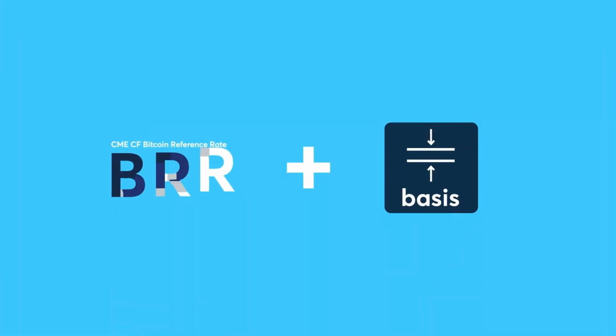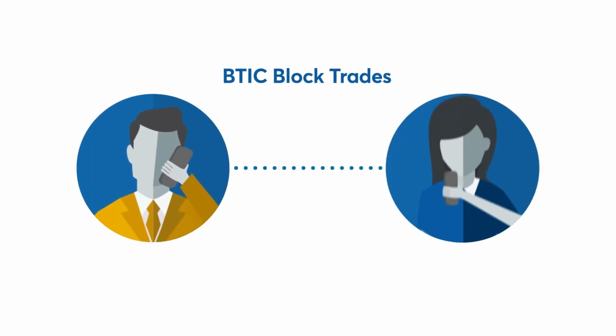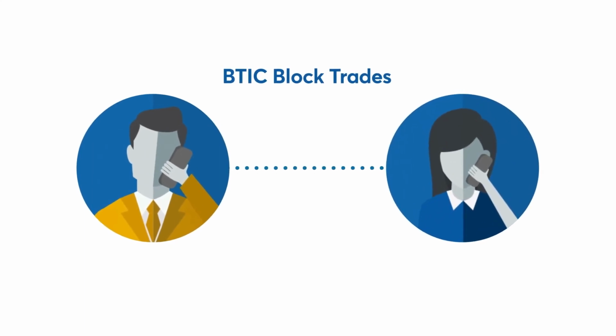Once the official reference rate is published, the resultant futures of the BTIC transaction are cleared at a price equal to the reference rate, plus the agreed-upon BTIC trade price. BTIC transactions completed by 4 p.m. London time will use that trade date's reference rate to calculate the corresponding futures price, while those BTIC transactions completed after 4 p.m. London time will be against the next trade date's reference rate. Additionally, eligible contract participants may negotiate BTIC block trades directly with another counterparty and submit the trade for clearing.